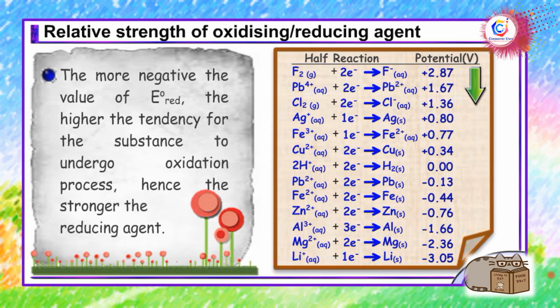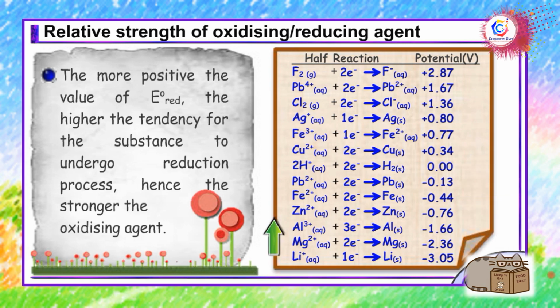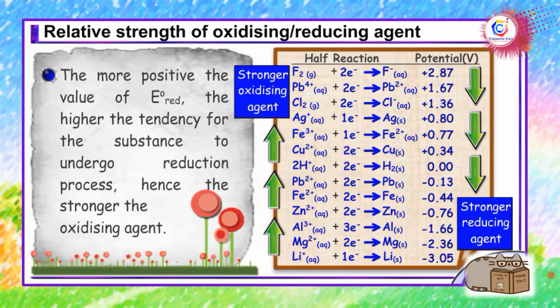The more negative the value of E0 reduction, the higher the tendency for the substance to undergo oxidation process. Hence, the stronger the reducing agent. The more positive the value of E0 reduction, the higher the tendency for the substance to undergo reduction process. Hence, the stronger the oxidizing agent.